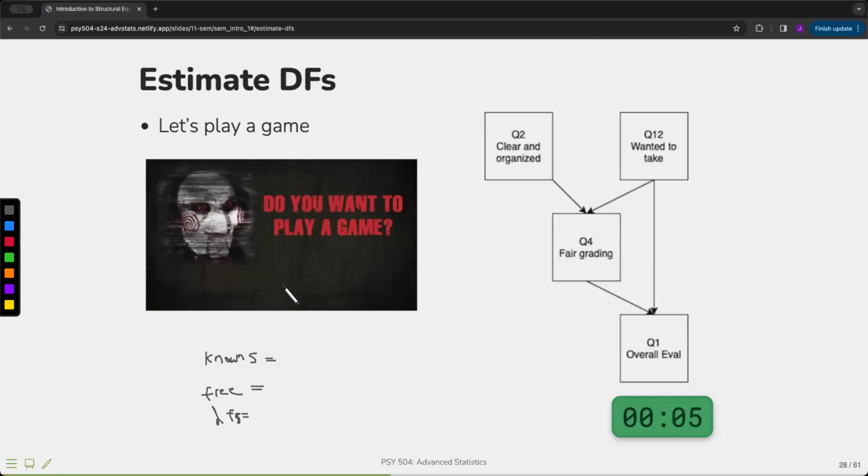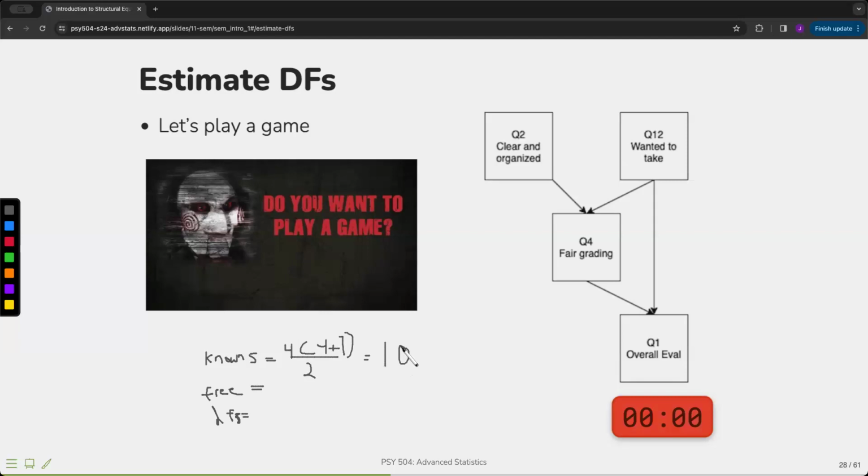So was anyone able to get the degrees of freedom? Are they brave and adventurous to tell me what the degrees of freedom might be? Well, we know that the knowns are 10. How did you get the knowns? With the number of measured variables plus 1 times itself. Yep. So that's how we get the knowns in our model, which is 10, right? What about the free parameters?